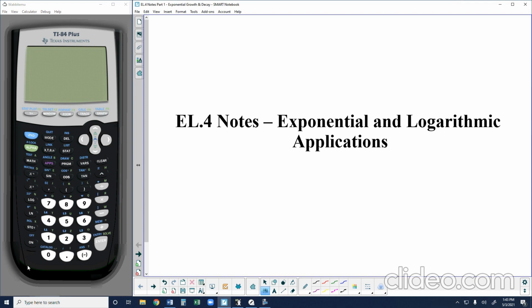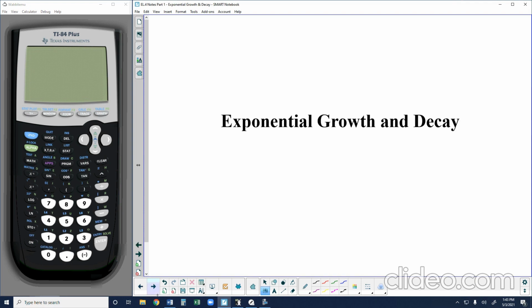Today we are going to focus on some applications of these types of equations. Exponential and logarithmic functions, you guys are going to find, are probably some of the most useful tools that we have from Algebra 2 outside of the classroom, and we're going to see some instances in which we can apply them. First, we're going to focus on exponential growth and decay type situations.